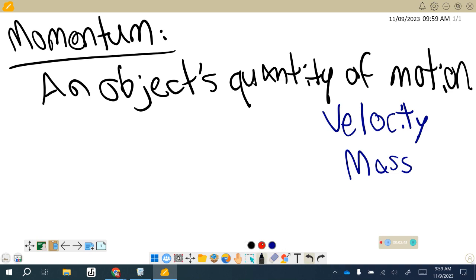The equation for momentum is pretty simple. We use the letter P to represent momentum. That confuses a lot of people. Why the heck would we use P? P is not even in the word momentum. Well, actually, when Newton originally came up with the concept of momentum, he called it a different name. He called it impetus.